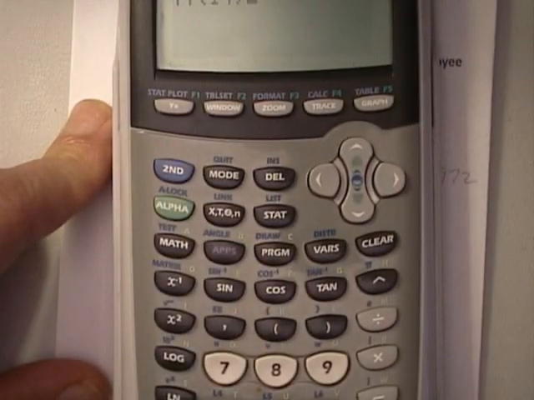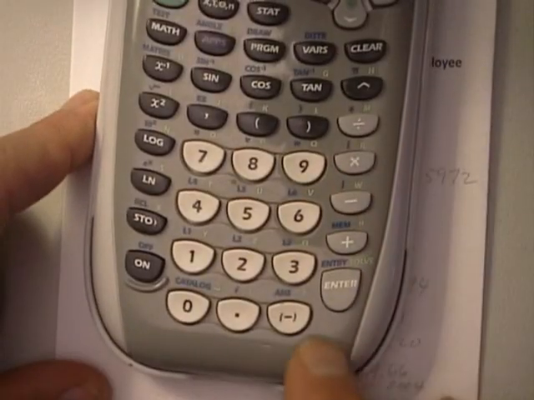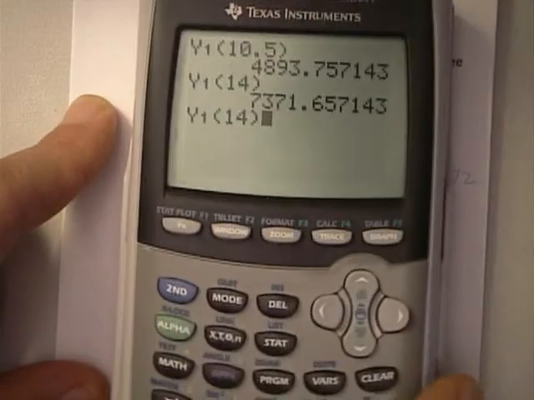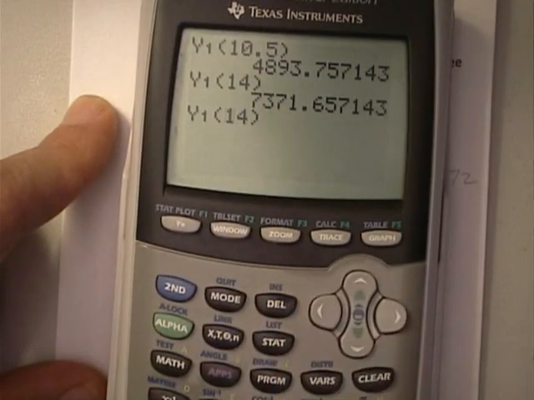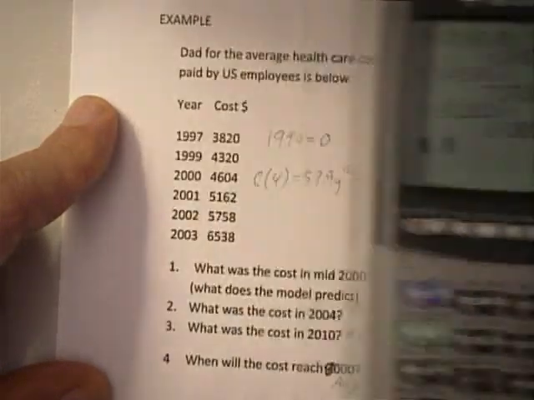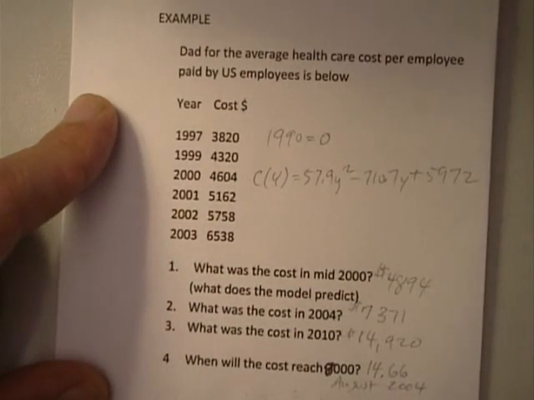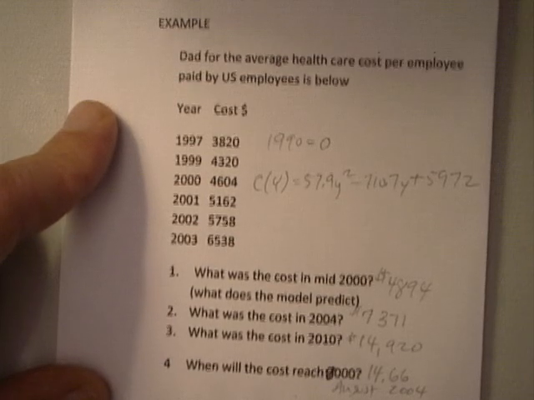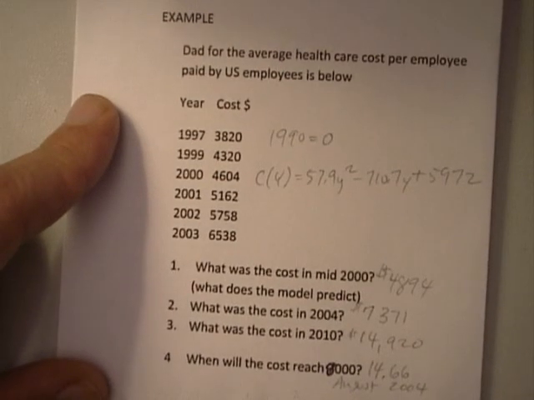So here I go again. Second entry. See how it says entry right there? And now I'm going to put in 2010, which would be 20 years since 1990. And there's my last answer, 14,920, which I suspect is not even a reasonable or valid number for this model.